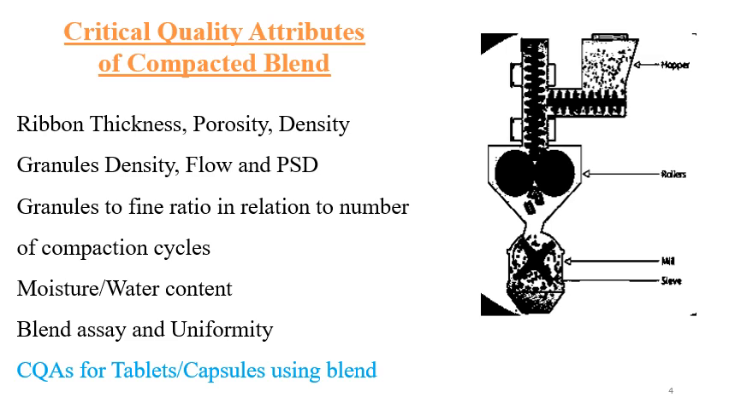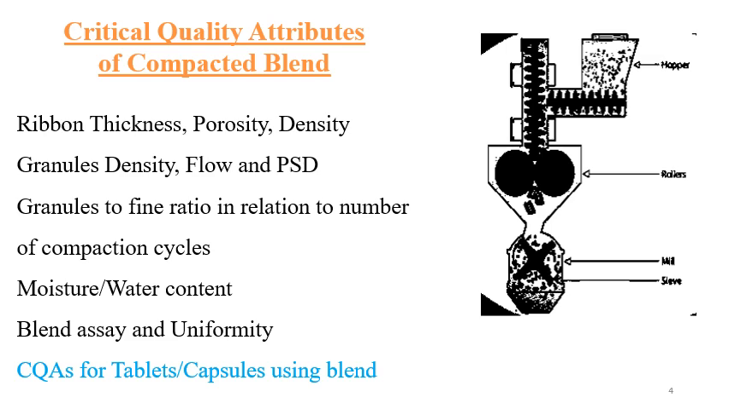Then coming to the critical quality attributes of the compacted blend. So you have made the pre-compaction blend, you have run the machine and made the compaction, and now you are having the compacted blend. What important attributes are there for the compacted blend? These are ribbon thickness, porosity and density.